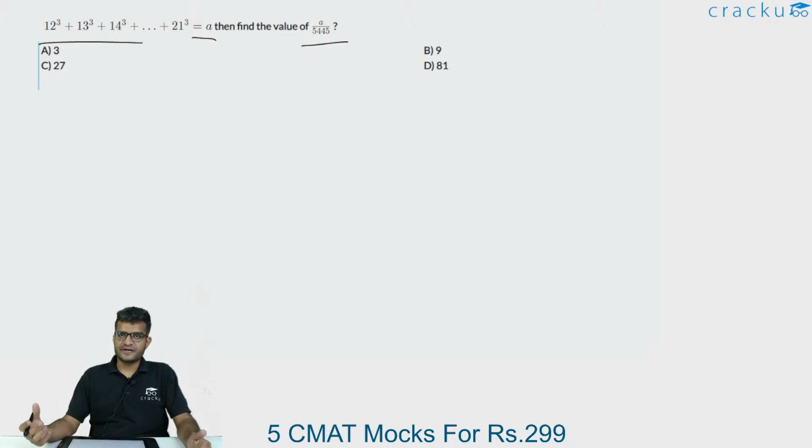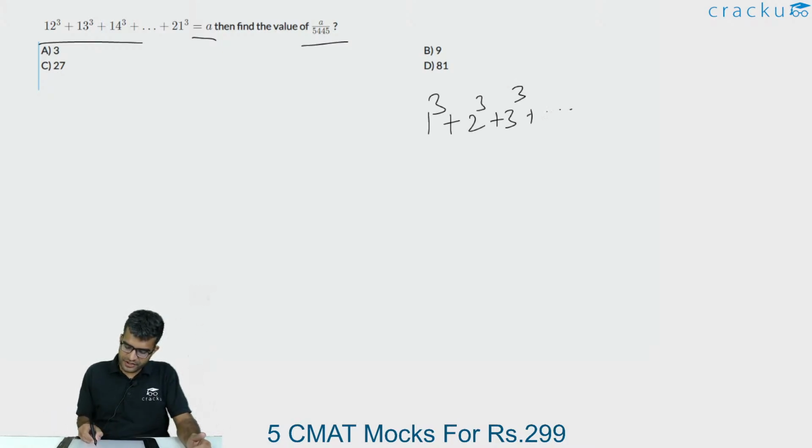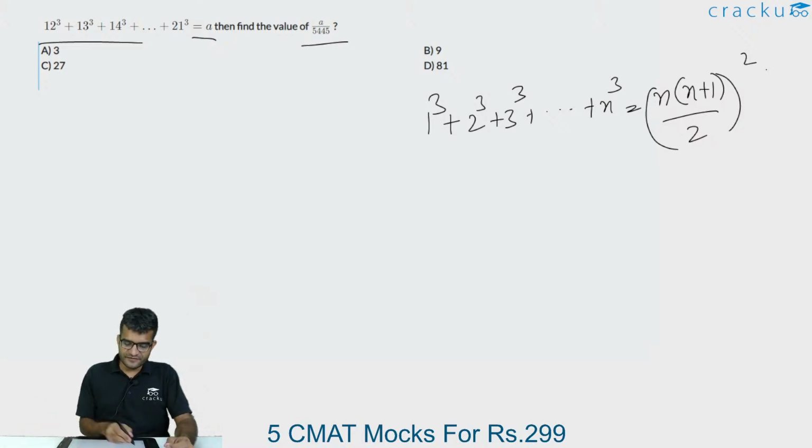If you are given a natural number n, what is the value of the sum of 1 cube plus 2 cube plus 3 cube plus dot dot dot till n cube? This will be equal to n into n plus 1 divided by 2 whole square. Using this, what is the value of 12 cube plus 13 cube plus dot dot dot till 21 cube?